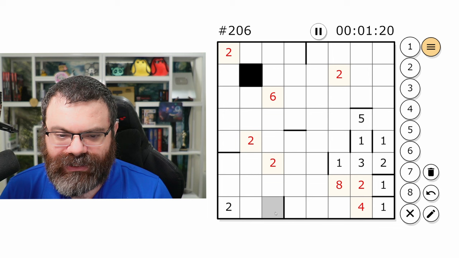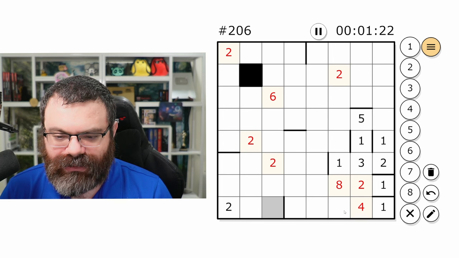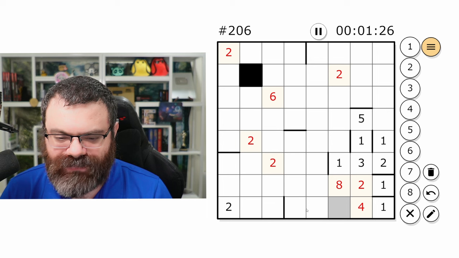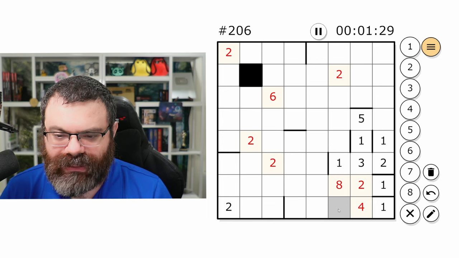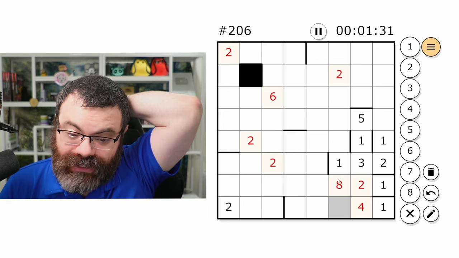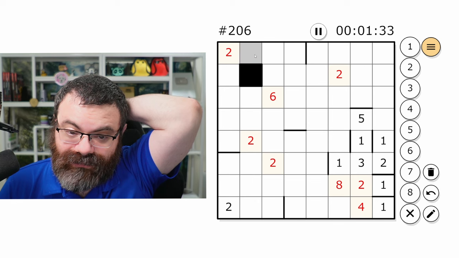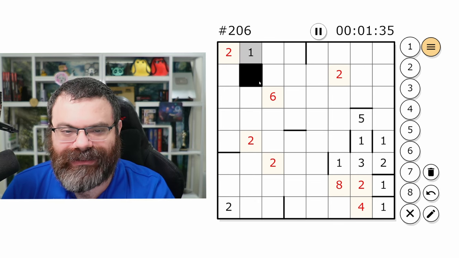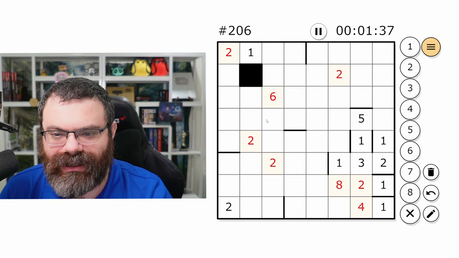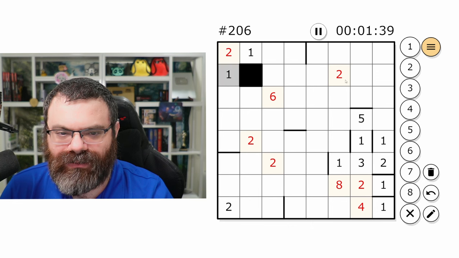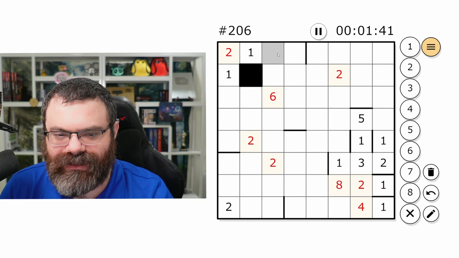Because these two can't be 2. We need 1 and 3 here. Let's see, this can't be 1 or 2. 3 or 5 is what it is. Maybe I should think about 8s then, because we need one more 8 in the grid, I think. See, this column... Oh, this is a 1. I got bamboozled by that block there. And this is a 1 as well for the horizontal. We need 3, 4 here.